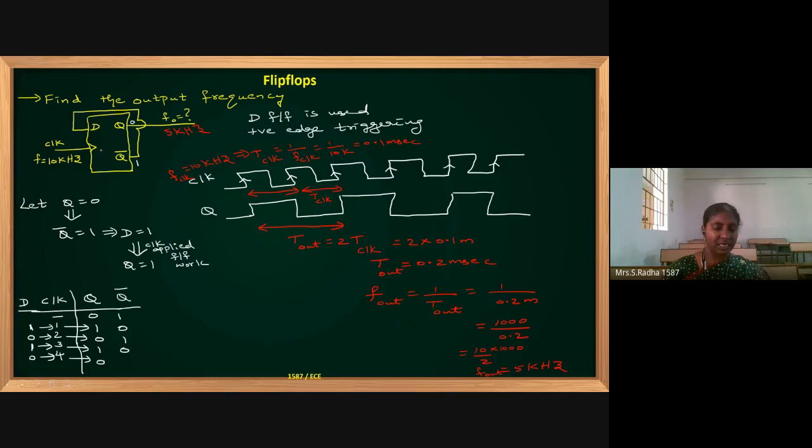Input frequency is 10 kilohertz, output frequency is 5 kilohertz. Same thing happened, it has become half. But the only change is we are using a new type of flip-flop, and the connection in the circuit is different compared to the previous 2 circuits. Q bar is connected to D. That you have to understand. New logic we have understood. And then positive edge triggering is given in this problem.